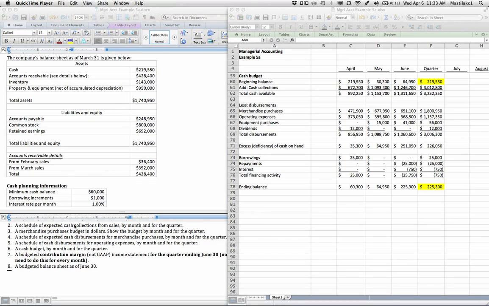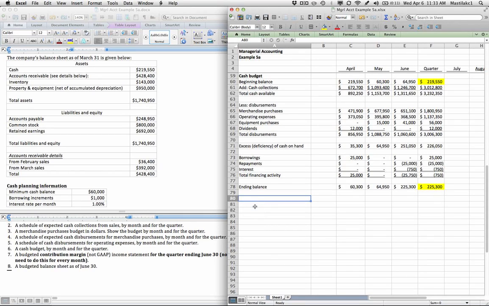Continuing example 5A, we're going to look at requirement 7, a budgeted contribution margin income statement for the quarter ending June 30th, and we're not going to do it monthly, we're just going to do it quarterly. So here's our contribution format income statement. If you remember from earlier in the class, a contribution format income statement has revenues minus variable cost, giving you contribution margin, minus fixed cost gives you net operating income. In this case, we're going to go one step beyond operating income because we do have interest expense that we know about, and so we're going to consider that as well.